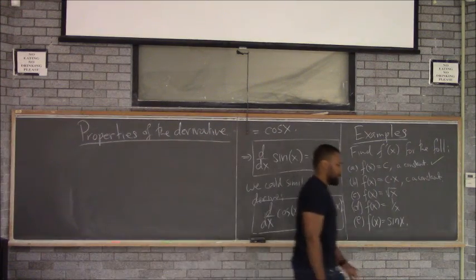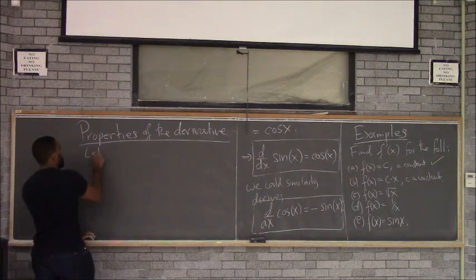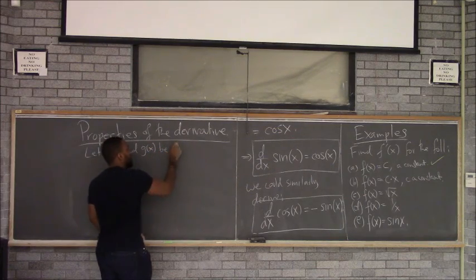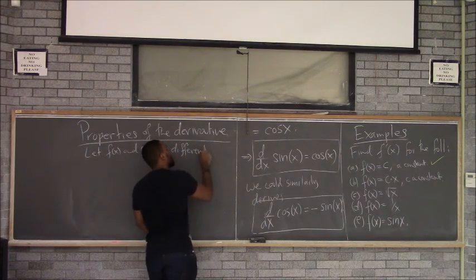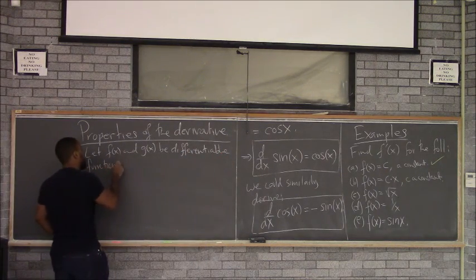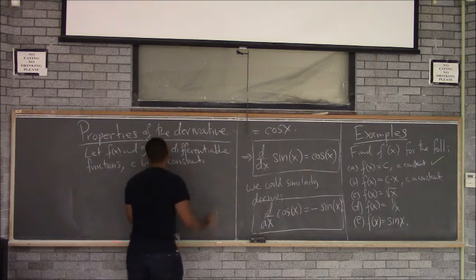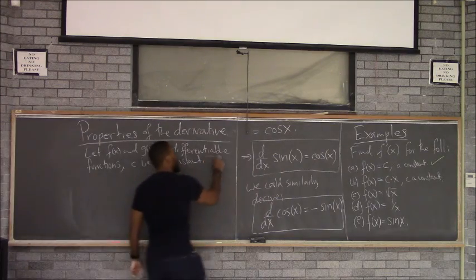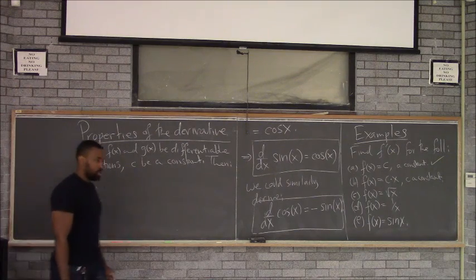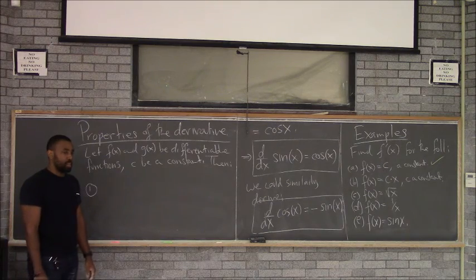There are two main properties that I expect you to know for a derivative. Let f of x and g of x be differentiable functions, and c be a constant. Then, here's one property of the derivative. You can factor constants outside of it.